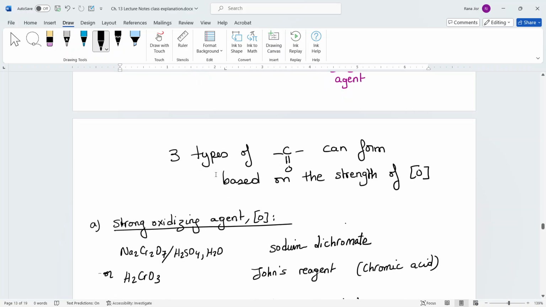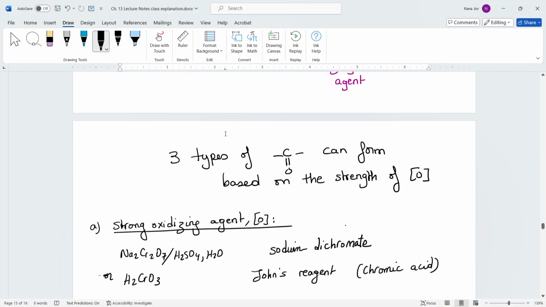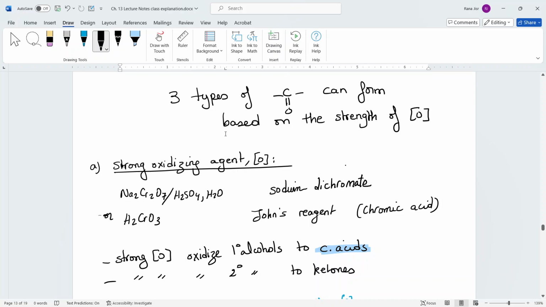So I can form three types of carbonyls. I can form an aldehyde, a ketone, or a carboxylic acid, depending on the strength of the oxidizing agent and the identity of the alcohol. So let's start with the types of the oxidizing agents. There are two types, strong and mild. Let's start with the strong.